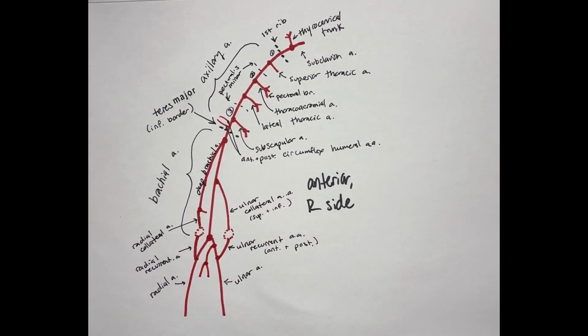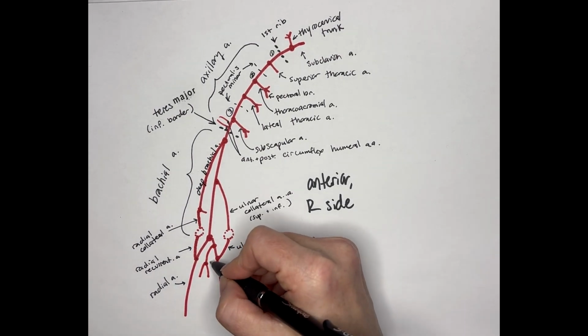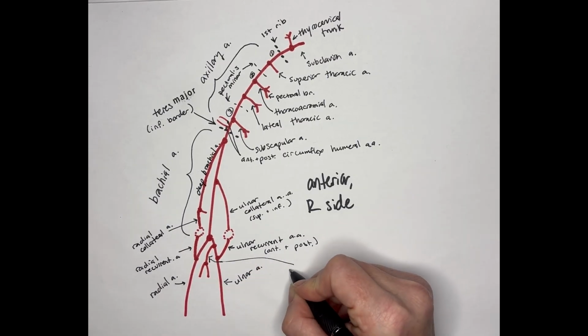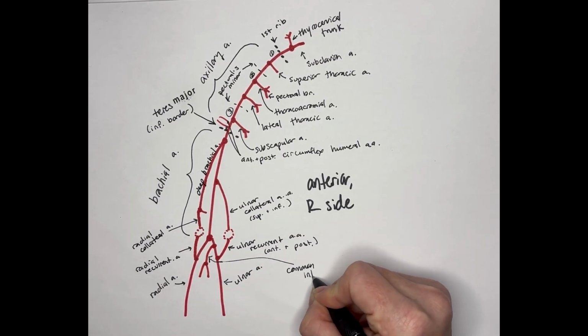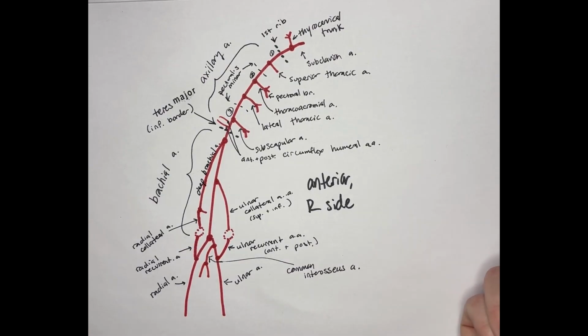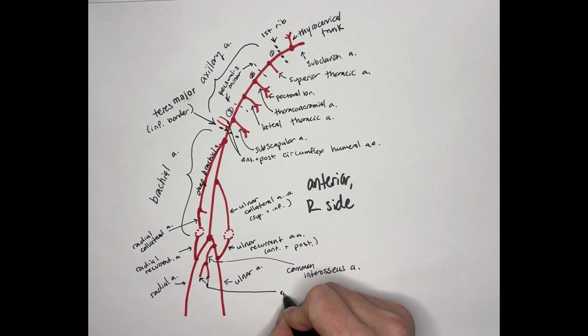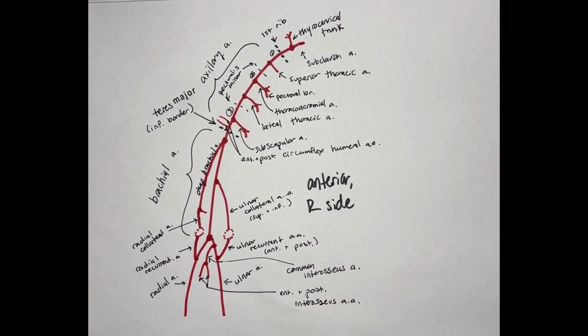There is an additional branch of the ulnar artery that is pretty short and then branched into 2. That very first short branch is going to be called the common interosseous artery. Its 2 branches are going to go directly on either side of the interosseous membrane. So these are going to be the anterior and posterior interosseous arteries.